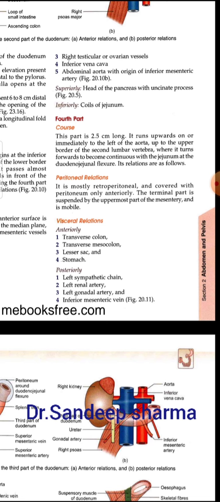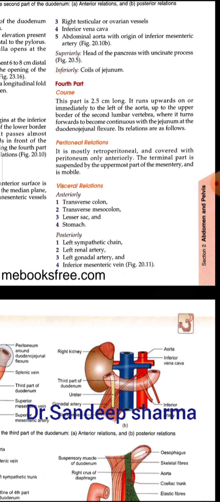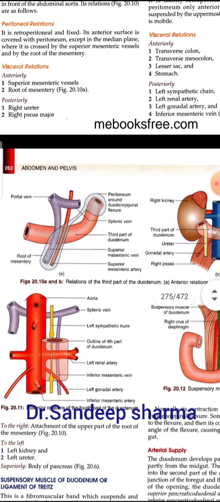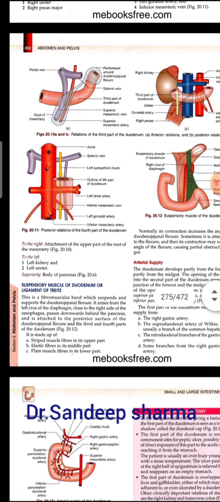It is also retroperitoneal. Regarding visceral relations, anteriorly it is related to the transverse colon, transverse mesocolon, lesser sac and stomach. Posteriorly it is connected to the left sympathetic chain, left renal artery, left gonadal artery, and inferior mesenteric vein. So in diagrams you can see these things easily.